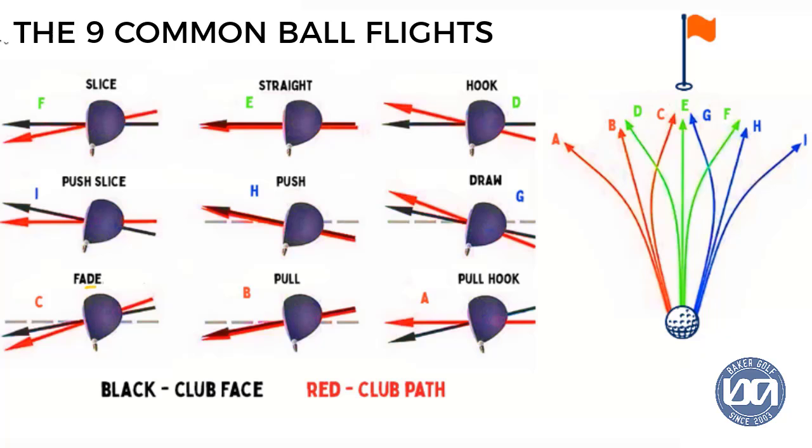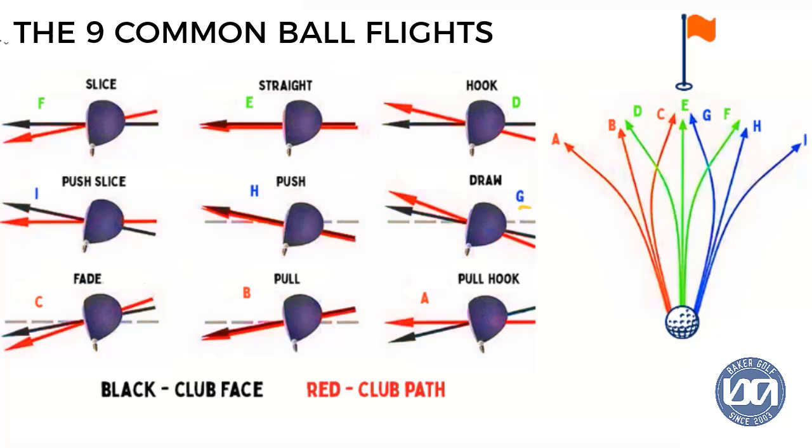We have a look at C, the fade. Now the fade is a ball flight that starts left of target but then drifts back in towards the target. Now the cause of this is a club path, the club head, traveling left of target, and a club face that is open to that club path. That creates the left to right spin, which gives us the fade.